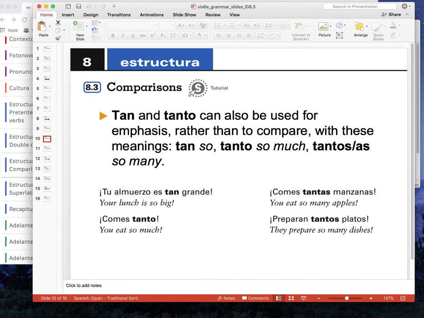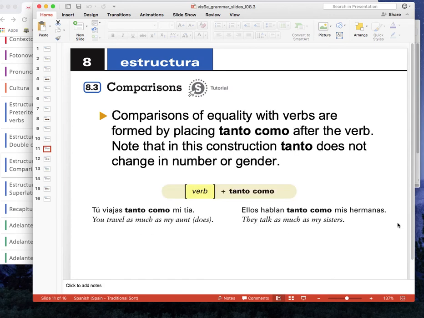So these can also be used for emphasis rather than to compare with these meanings. So tan can mean so, or tanto can be so much, or tantos so many. So look at these examples. Tu almuerzo es tan grande. But here we're not comparing anything, right? Comes tantas manzanas. You eat so many apples. Comes tanto, right? You eat so much. Preparan tantos platos. So those are other uses, but those aren't really comparisons.